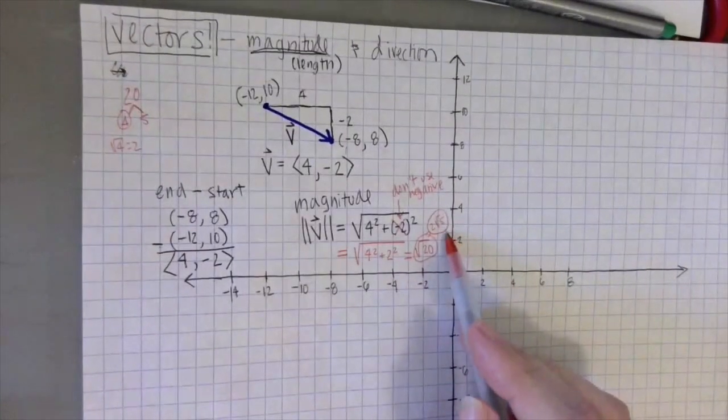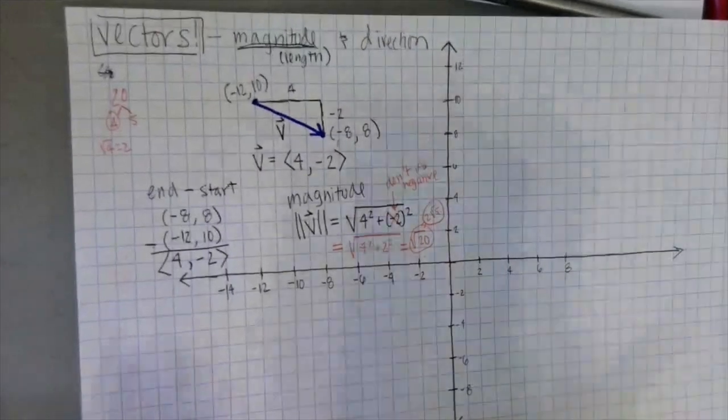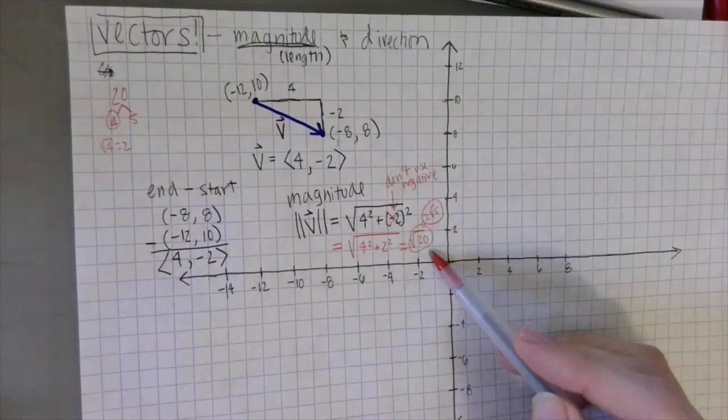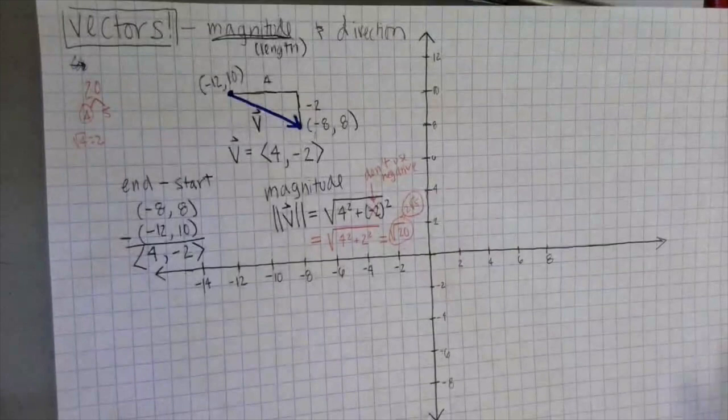2 root 5 is how some of your Edgenuity quiz answers are. So in case you need that, another way to go about that is you could enter root 20 in your calculator and 2 root 5 in your calculator, and if they're the same, then you have correctly found the magnitude of your vector.